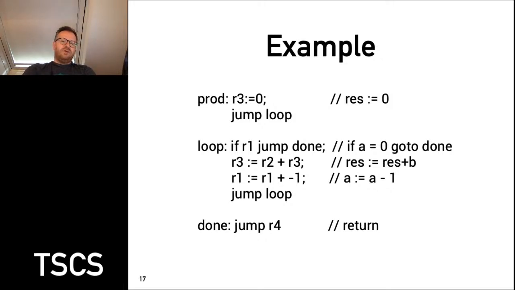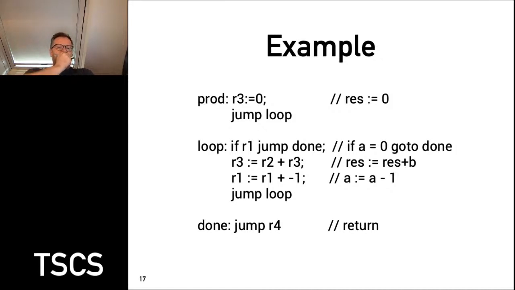And then you take register 3 and add register 2 plus register 3 to that, which is basically res assigned to res plus b. And then you add -1 to register 1, which decreases anything that is in register 1, so variable a, by 1. And then you jump to loop again. And then done jumps to register 4, which is basically the endpoint of the program.